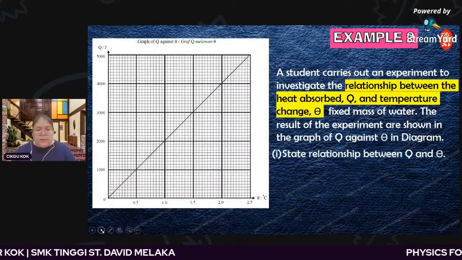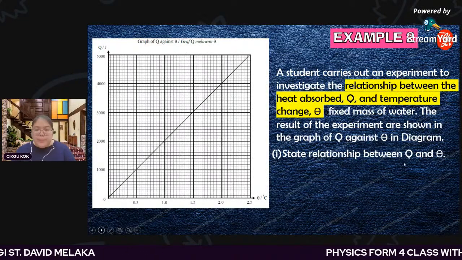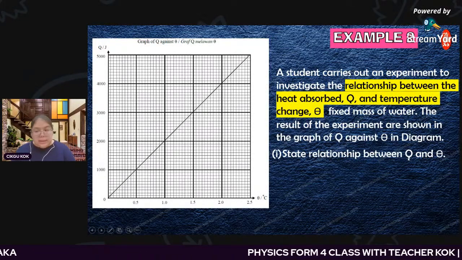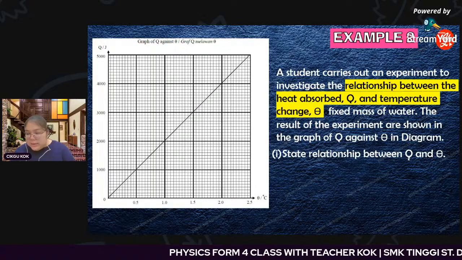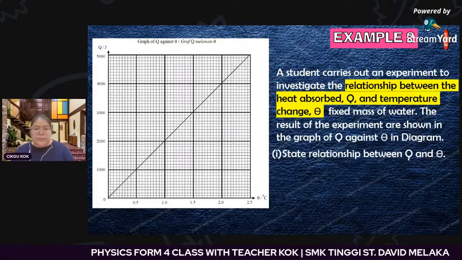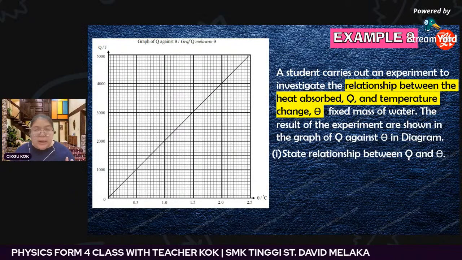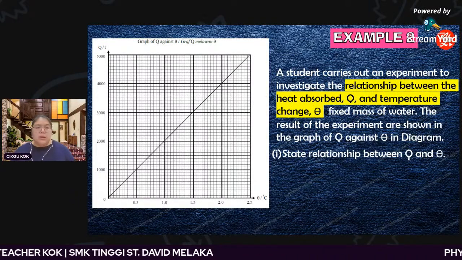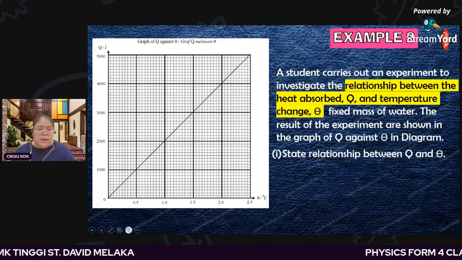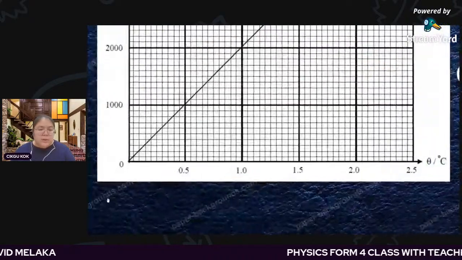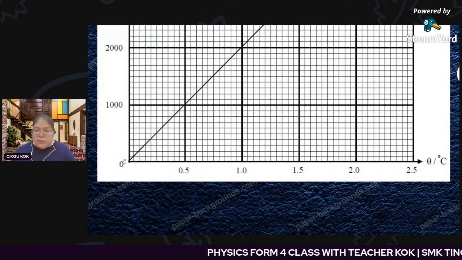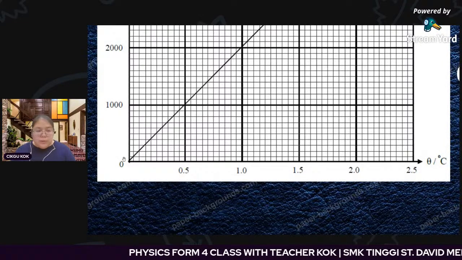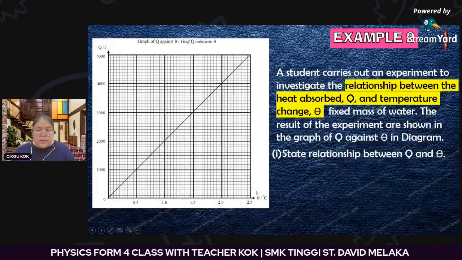The question: state the relationship between Q and theta. Answer me, what's the relationship? The relationship means you need to mention the name, the terms. Just now I told you the terms. Answer me, I want the correct answer. So I zoom for you. Can you see it passes through the 0? It passes through the 0, so what's the name?